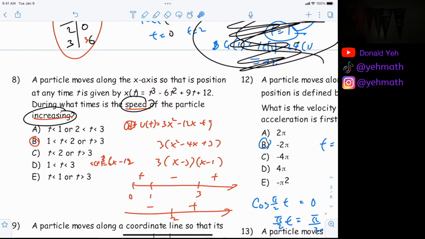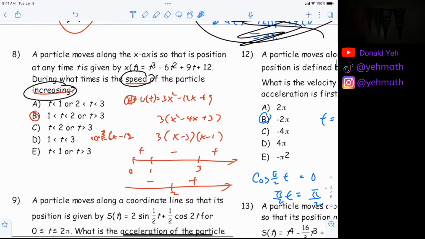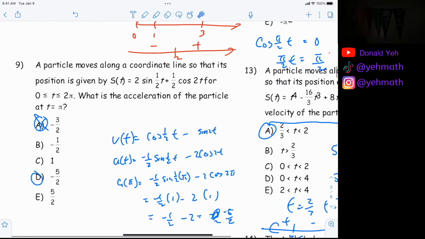Because I take a second derivative and set it equal to 0, and I do a number line test, because you have to compare the acceleration and velocity. Okay, so if you do the number line and chain rule correctly, you should end up with -5/2. If you did it correctly, good.